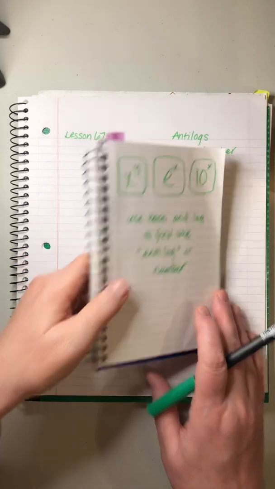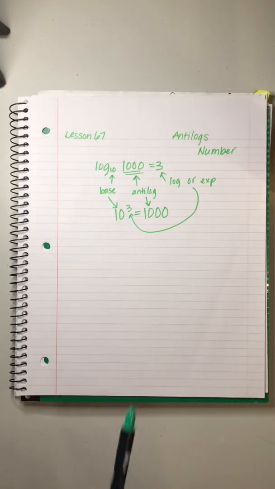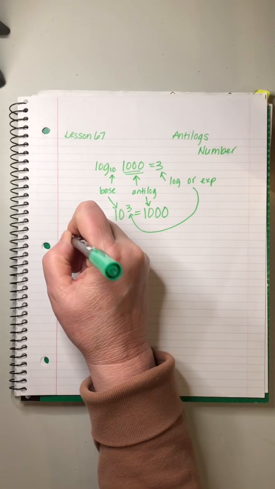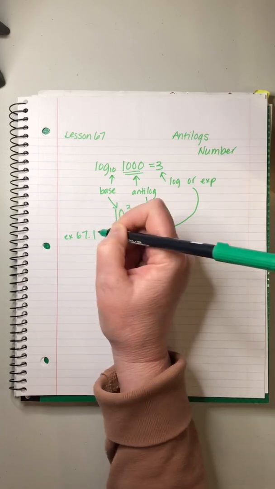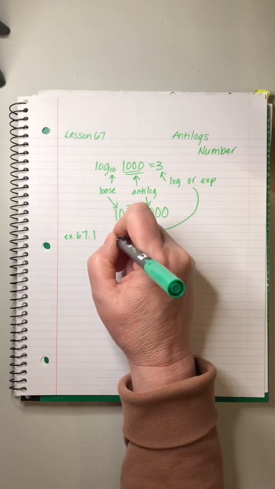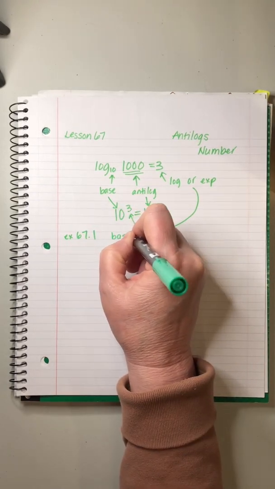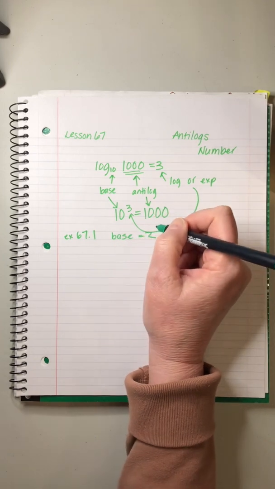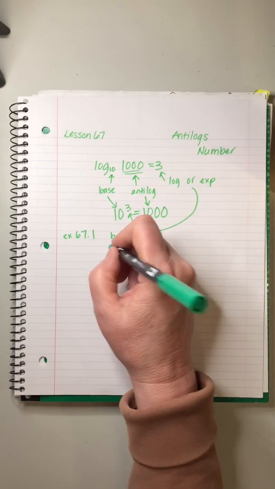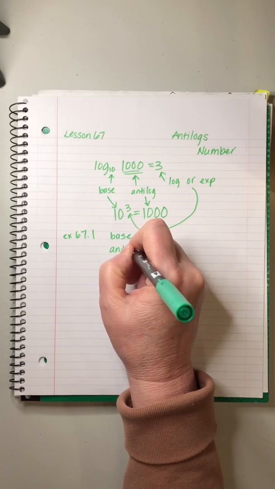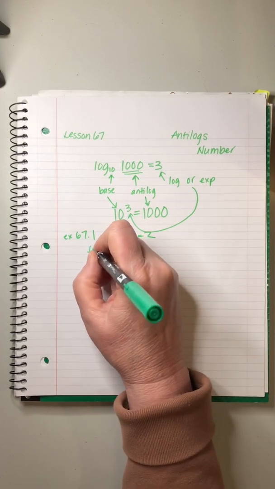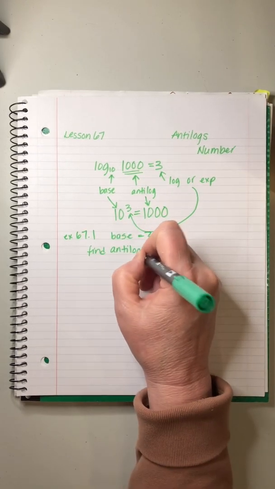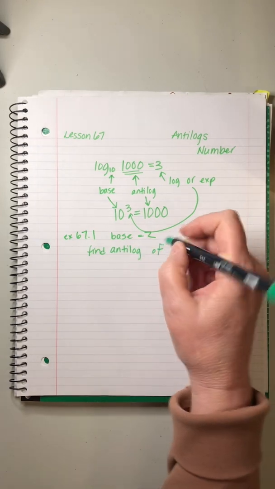All right. So let's just look at these problems. They're pretty simple, you guys. It's just mostly learning to use those keys. If the base is 2, find the anti-log of 4.63.